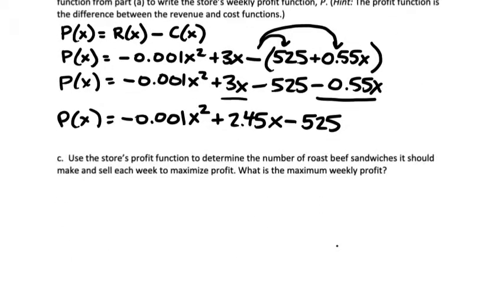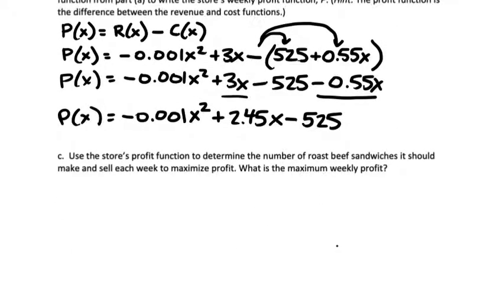So, part C says to use the store's profit function to determine the number of roast beef sandwiches it should make and sell each week to maximize profit. What is the maximum weekly profit? So, what we're going to do here is basically use what we just learned in this section. We're going to identify our A, B, and C, and we're going to find the vertex.